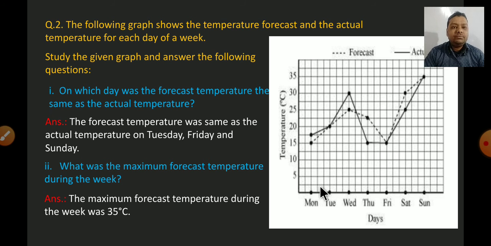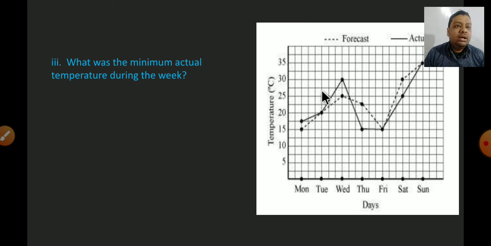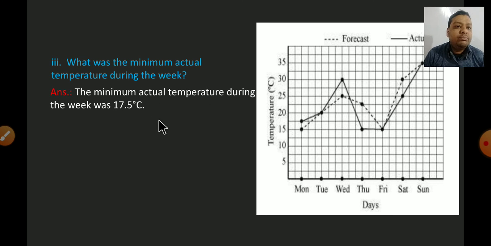Now let's move to the next point. What was the minimum actual temperature during the week? Minimum means we have to see the lowest value. Actual temperature is shown by the real line, and the real line shows a minimum of 17.5 degrees Celsius. So the minimum actual temperature during the week was 17.5 degrees Celsius.